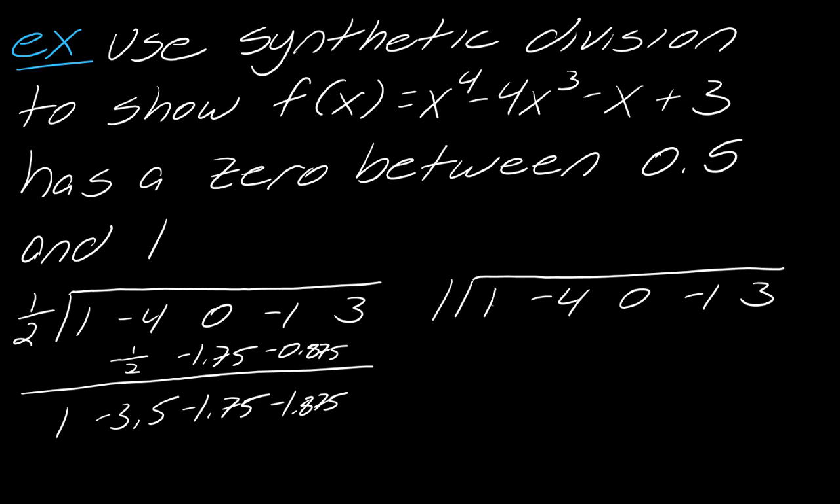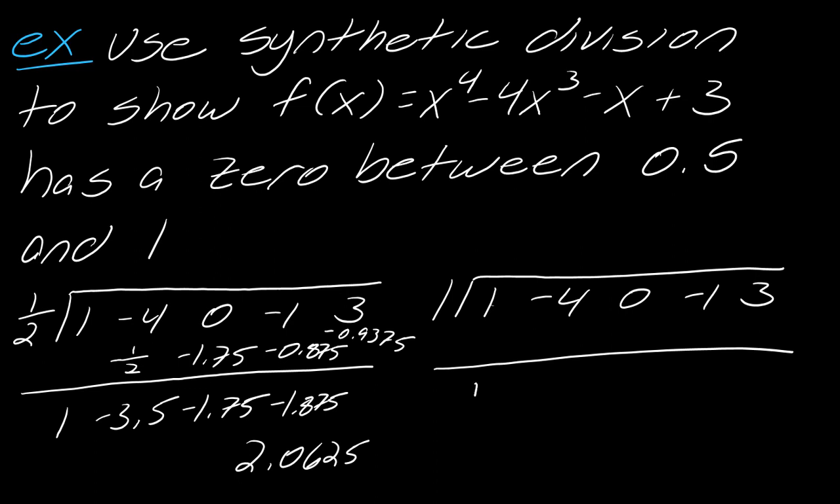If I do that one more time, I get that this is negative 0.9375. So if I add those together, the result, I'll write it down here, is 2.0625. Okay, sorry, everything's a little crammed. Now I'm going to do the synthetic division again.